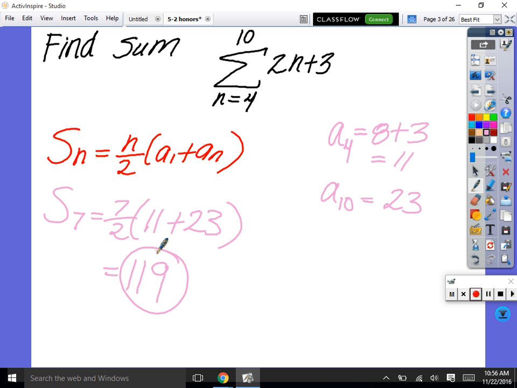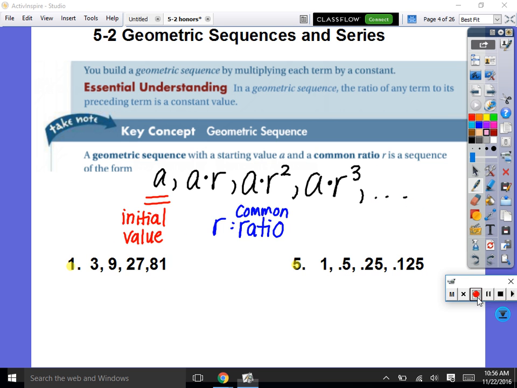Questions on that? Okay. The geometric sequences and series. That was all arithmetic. It's the same idea with geometric. So you build a geometric sequence by multiplying each term by a constant, just like with arithmetic, you add a constant. In a geometric sequence, the ratio of any term to its preceding term is a constant value. So we're going to be dealing with the ratio, which is division.